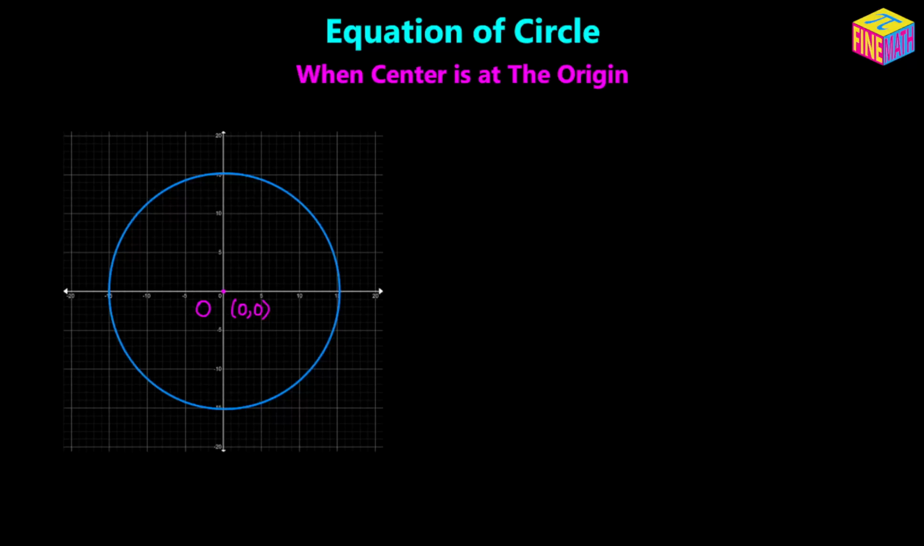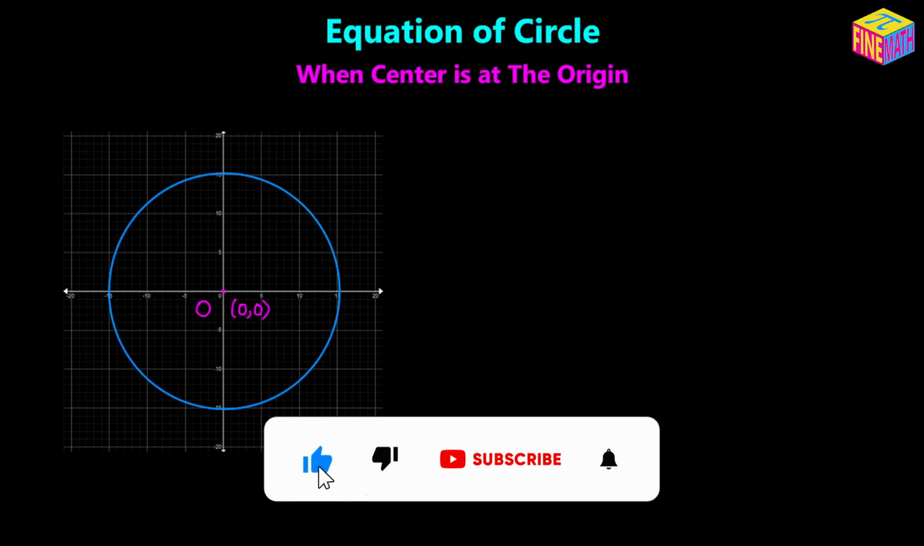Hi everyone, in this video we are going to discuss how to find the equation of a circle whose center is located at the origin. As you see in the diagram, we have a circle whose center is at the origin. That means the coordinates of the center would be 0, 0.